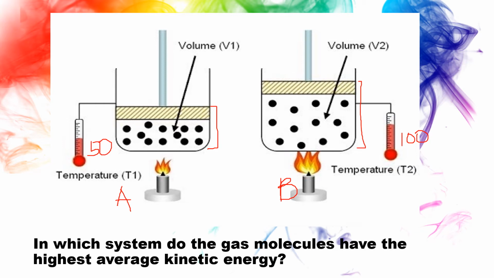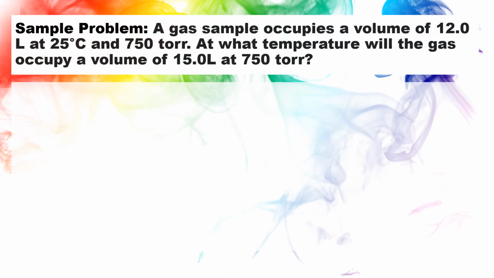So the question is, in which system do the gas molecules have the highest average kinetic energy? Is it on letter A or on letter B? So clearly, the answer is letter B. Why again? Because the higher the temperature, the more excited the gas particles are, and so the kinetic energy is higher. So the answer is letter B. Applying now our formula, let's try to answer this Charles' law problem.